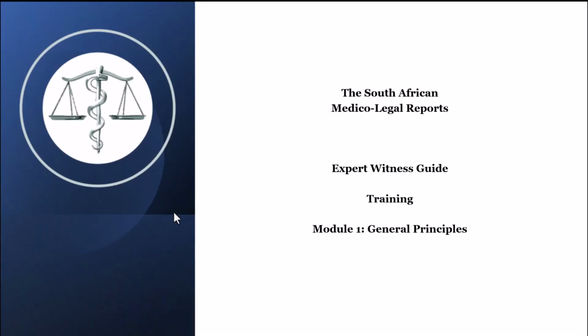And today we are going to do the first lesson. We're going to start with Module 1, which is General Principles. This particular module forms part of the Expert Witness Guide training. The training is designed to complement the Expert Witness Guide, and we'll look at that in a moment. But it is also designed to guide expert witnesses generally and for CPD points to be acquired.